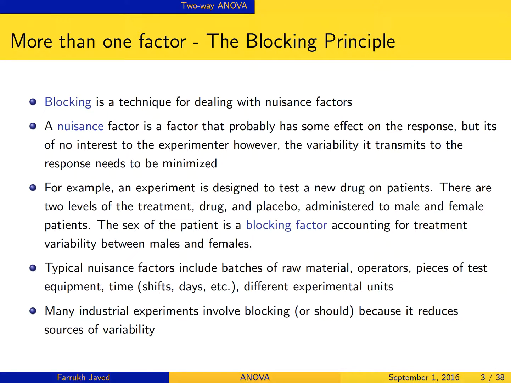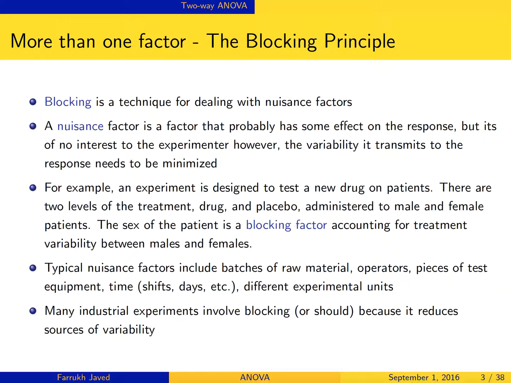I said more than one factor, right? So for instance, as I explained here, in the drug example, we have two factors. One famous idea is the blocking principle. Blocking is a technique for dealing with the nuisance factor, right? The nuisance factor is a factor that probably has some effect on the response. So the response is the patient, things like that. But it is of no interest to the experimenter, however. The variability it transmits to the response needs to be minimized.